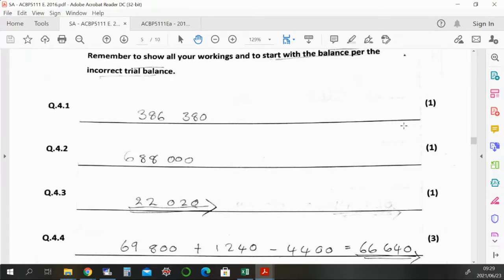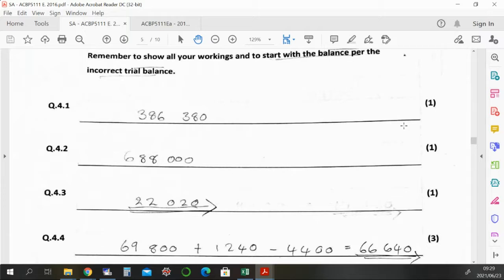They said 620 was posted to the credit side of trading inventory. However, the entry was done from a duplicate credit note, which should have resulted in the debit of trading inventory. Why should it result in a debit? Since someone is returning goods to us, it means that we have more trading inventory. Does that make sense? But what did we do? We credited trading inventory. In other words, we said we have less trading inventory. But in actuality, we now have more.